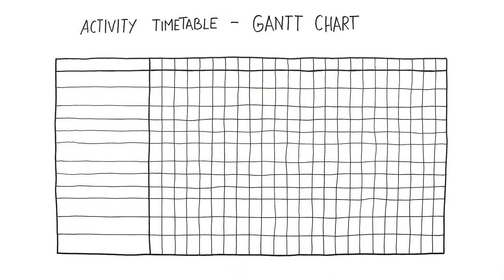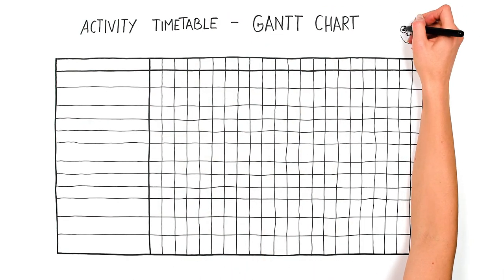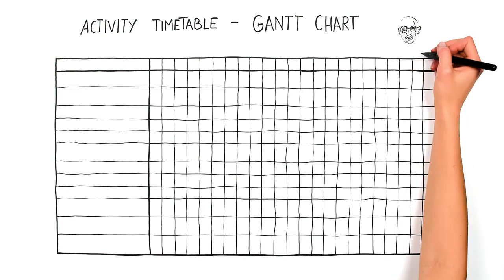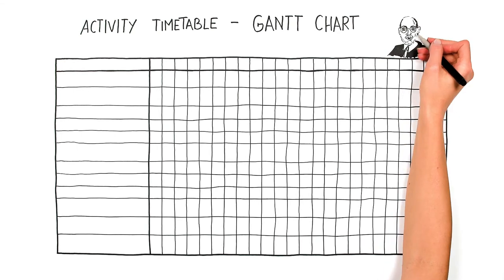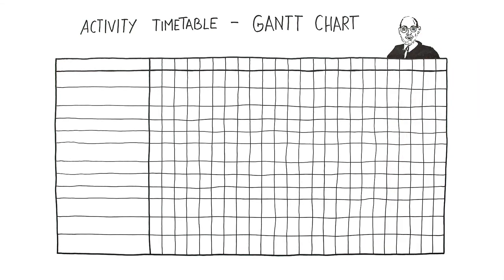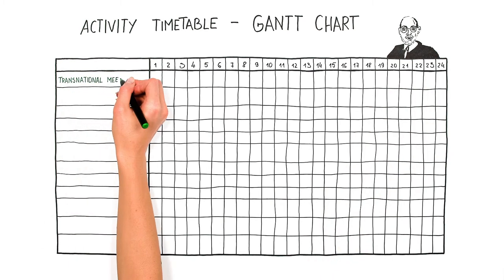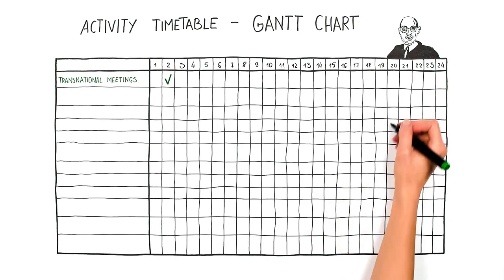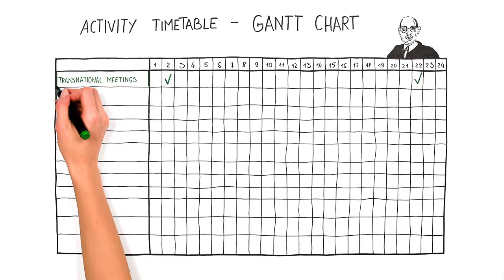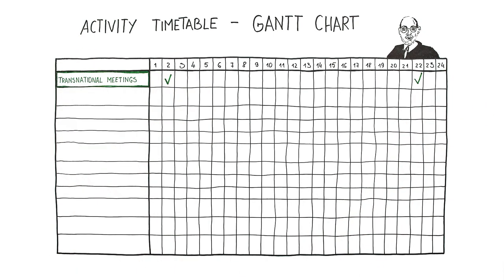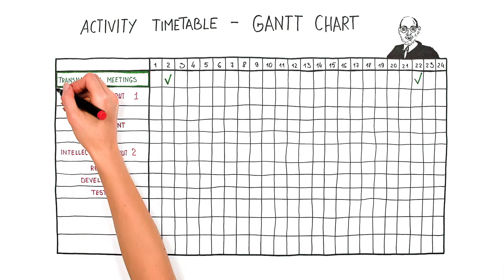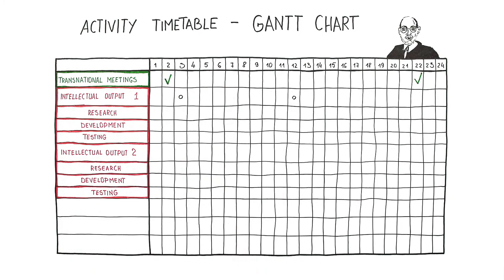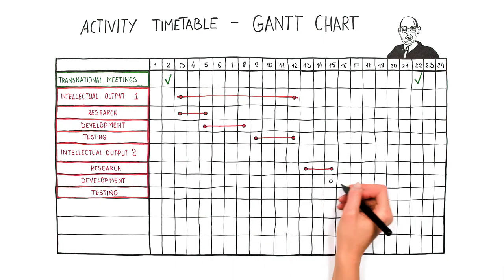A good tool to visually design a project is the so-called Gantt chart, named after management consultant Henry Gantt. It allows defining activities within a time frame. Let's imagine that a project lasts 24 months. One partner meeting could be planned during the first months of the project, and one partner meeting at the end, which would be a moment to review the project outcomes and evaluate the project. Let's say we have two intellectual outputs, each broken down in three smaller phases: research, development, and testing.